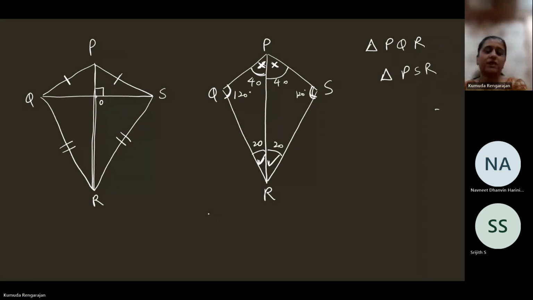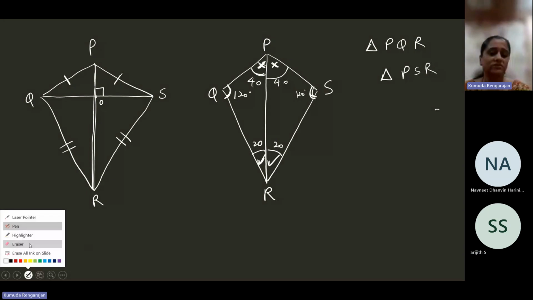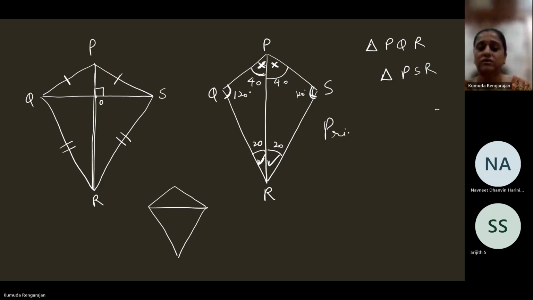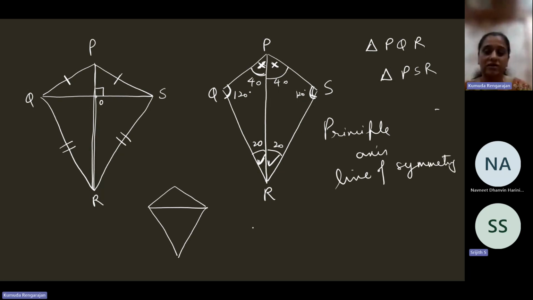Yes, ma'am. Okay. Now let's understand the kite with respect to the shorter diagonal. The longer diagonal, we understood. The longer diagonal is called the line of symmetry or the principal axis. Line of symmetry.